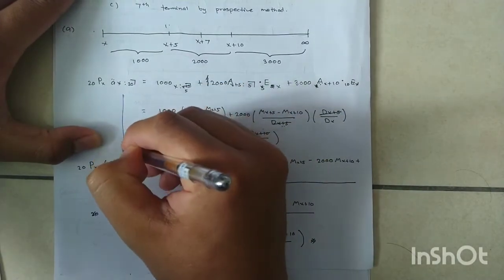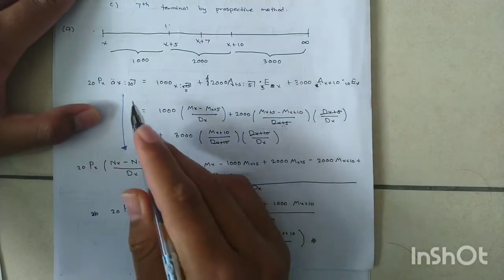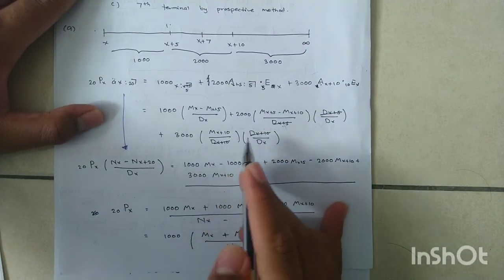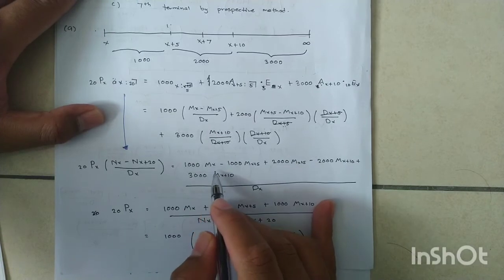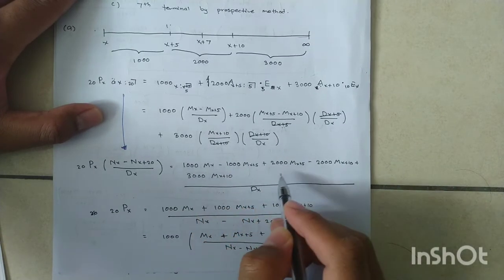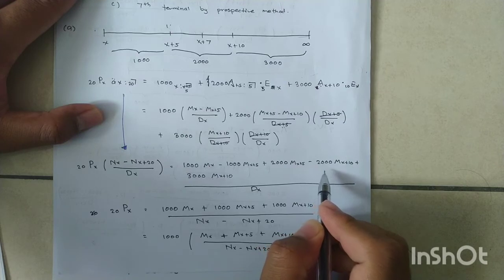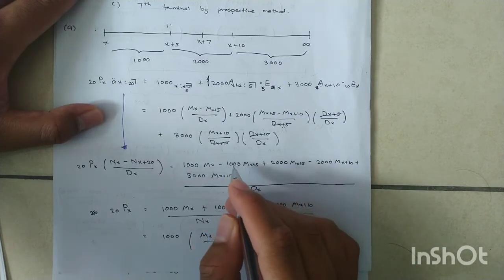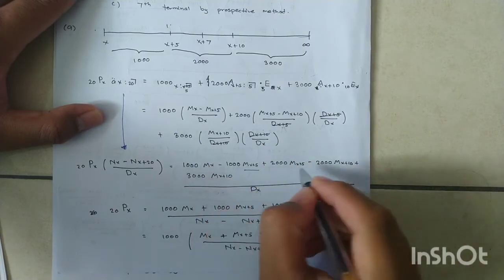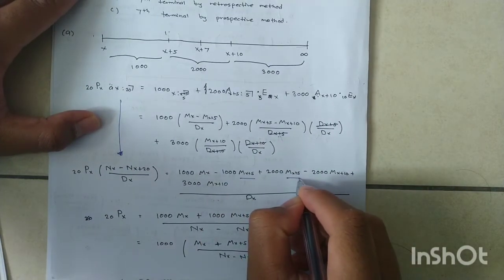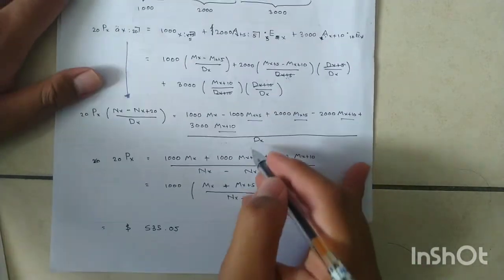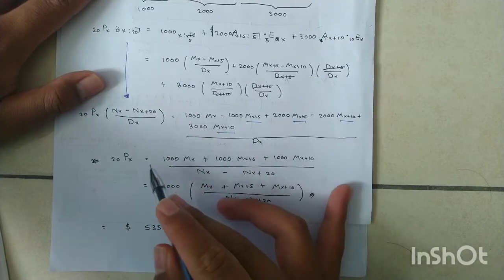So where do I get this from? I just translate it into the commutation symbols here, so we will get this. After we expand, we will get 1000 Mx minus 1000 Mx+5 plus 2000 Mx+5 minus 2000 Mx+10 plus 3000 Mx+10. As you can see here, there are terms that we can simplify, which is this and this. So we will lastly obtain the final value, which is 20 Px.